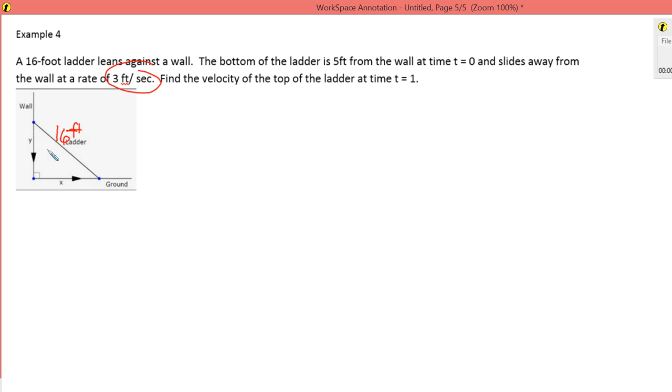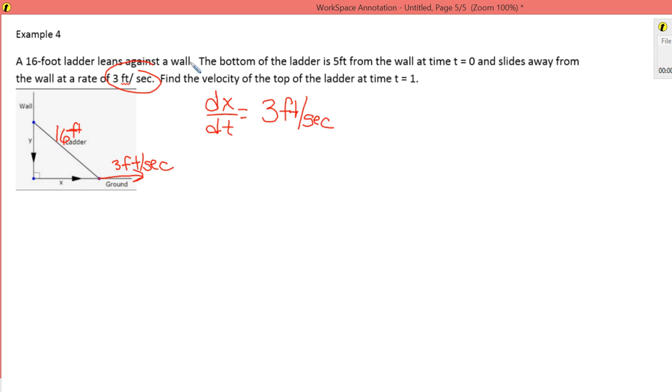So since they've called this quantity x, let's go ahead and call that quantity x. And what this means is it's being pulled in this direction at 3 feet per second. So from what we know, we can call that dx/dt is equal to 3 feet per second. So that's the first quantity that we know.